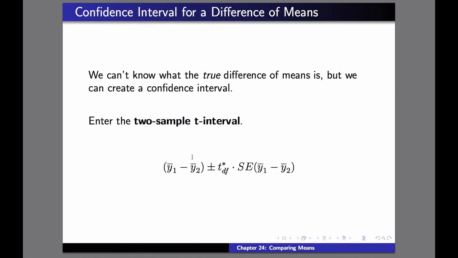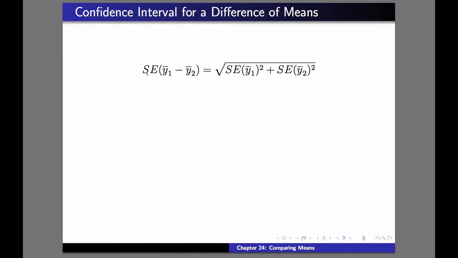Okay, so what does this look like? Well, we're looking at the difference of two means right here, plus or minus a critical value times the standard error. It's not really anything new from what we were doing before, except that we're looking at the difference in means. Okay, so I want to know how big this difference in means is, and I want to know how much that difference in means could vary.